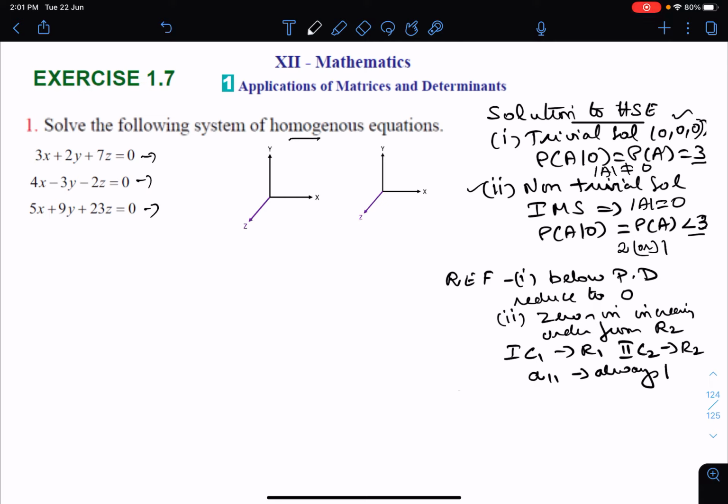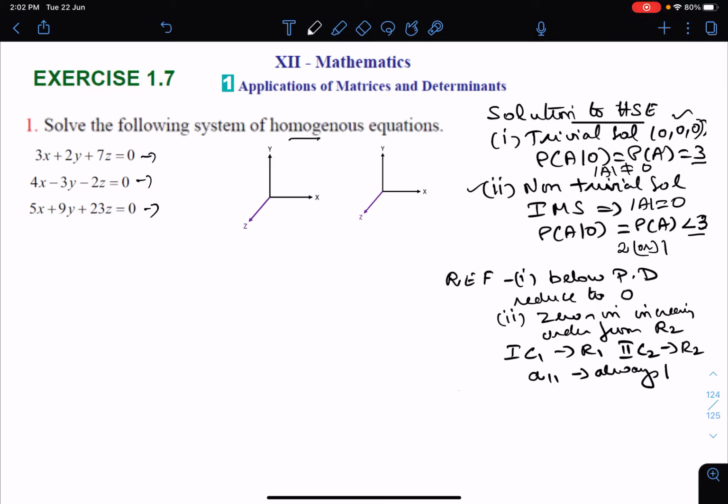The only solution is 0, 0, 0. Suppose the rank of the augmented matrix [A, O] and rank of A is equal to 2 or 1, which is less than the number of unknowns, then it is a non-trivial solution and you will get infinitely many solutions. For that you have to substitute one arbitrary constant for one of the unknowns. This is how we are going to find the solution. For that, as usual, you write the augmented matrix [A, O] and reduce it to row echelon form.